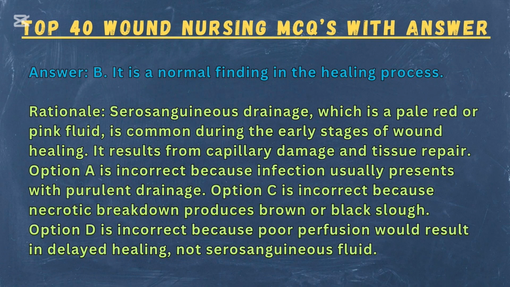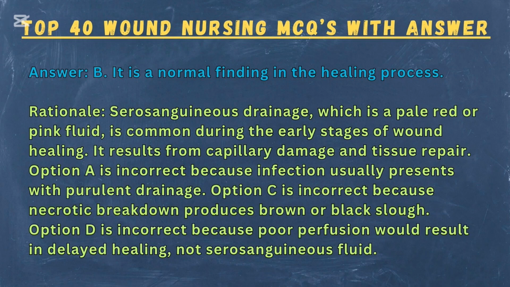Answer. B. It is a normal finding in the healing process. Rationale: serosanguineous drainage, which is a pale red or pink fluid, is common during the early stages of wound healing. It results from capillary damage and tissue repair.